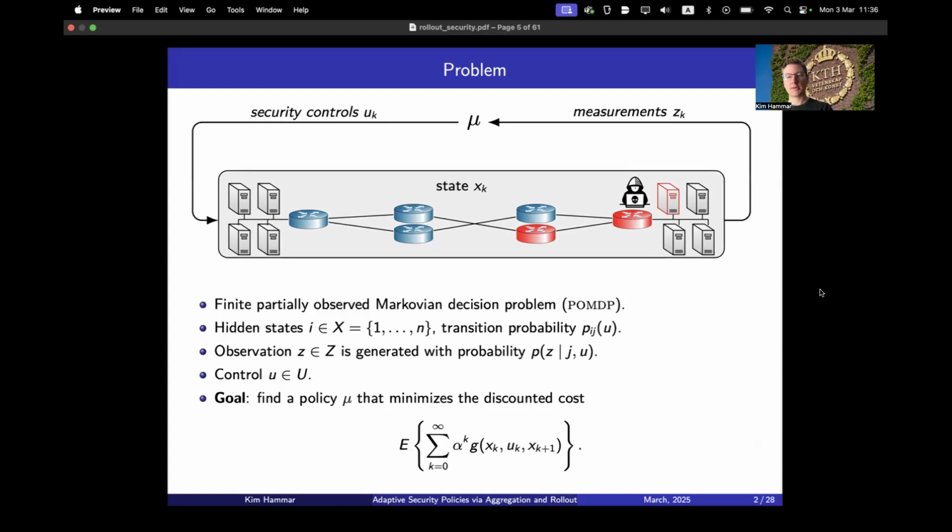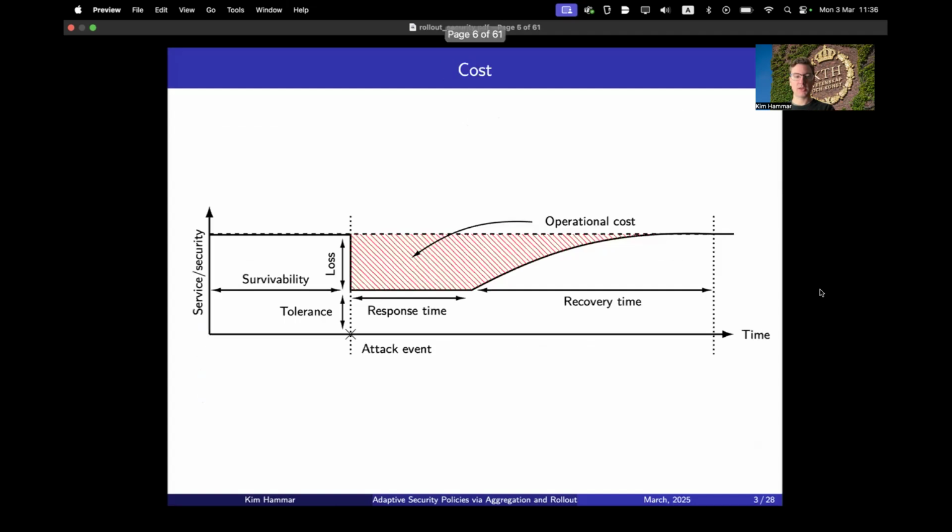And this cost can be interpreted via the following graph, where on the x-axis you have time and on the y-axis you have system performance. And at some unknown point in time, indicated by the left dotted line, an attack event may occur. And when this happens, we want that the system maintains some acceptable level of performance and as quickly as possible recovers to normal performance again.